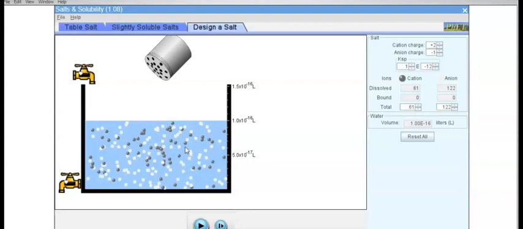So that's what happens when a soluble ionic compound is placed in water. It will dissociate, meaning those ions that were initially stuck together will break apart from one another in a process called, again, dissociation.